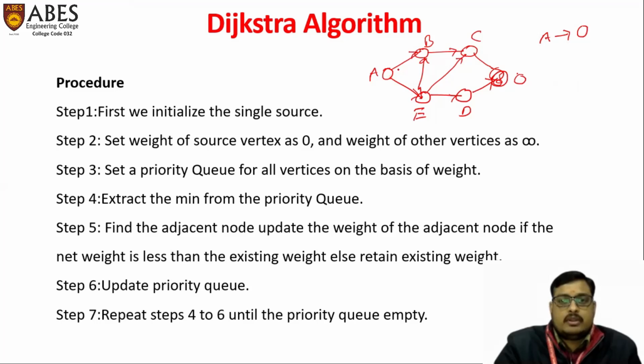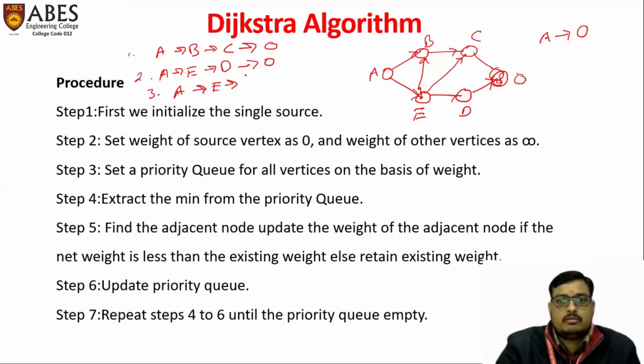If we start from A, we can see there are multiple paths available to reach O. We can move from A to B, then from B to C, and then from C to O. So this is one path. We can also go from A to E, and E to D, and then D to O. We can also go from A to E, then E to B, B to C, and then C to O.